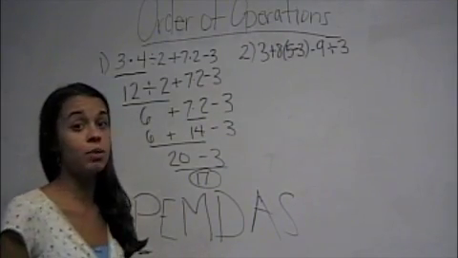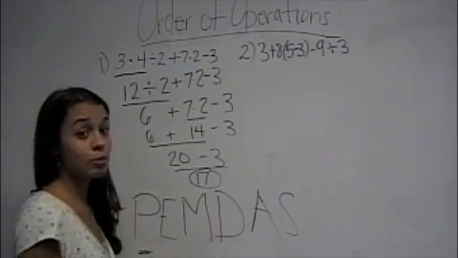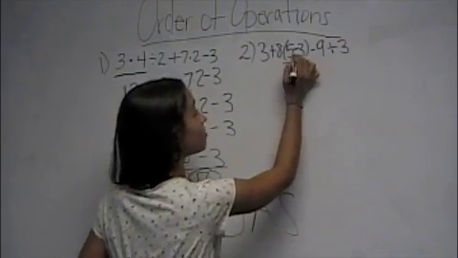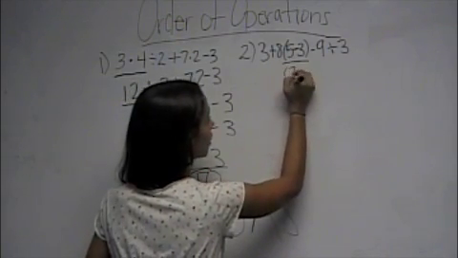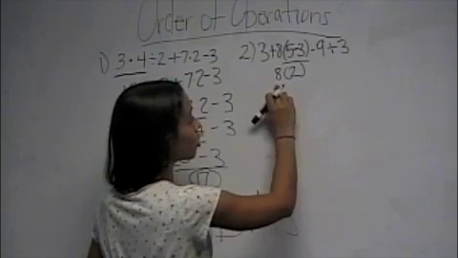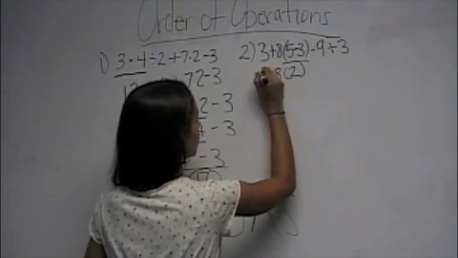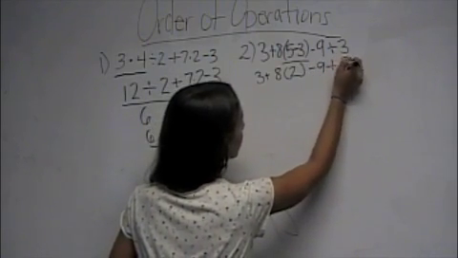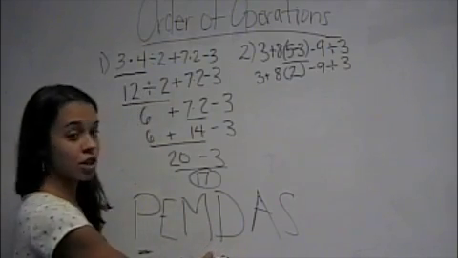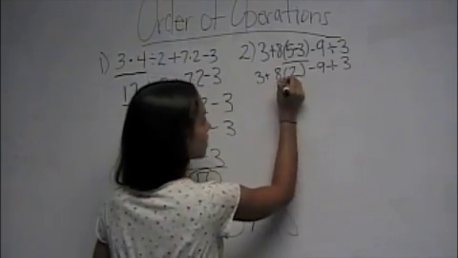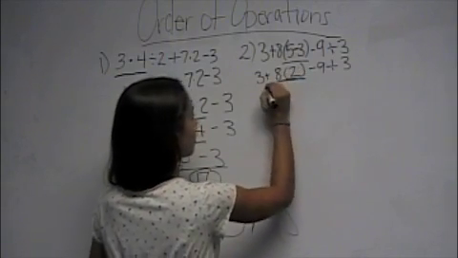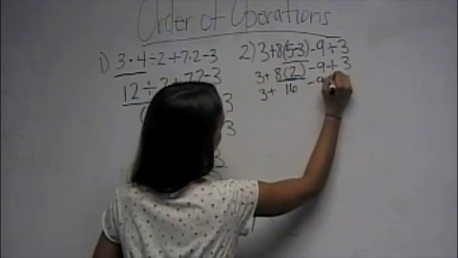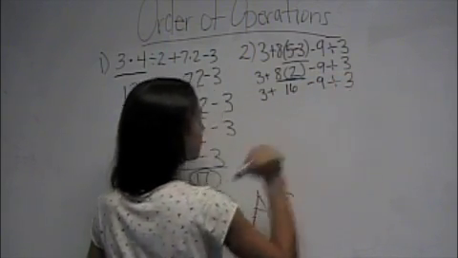Alright, let's look at number 2. First, we have a parentheses this time. So we're going to underline it and solve. 5 minus 3 is 2. We keep it in parentheses because it's being multiplied to this 8. Bring down the rest of the problem. Now we move on to multiplication or division. So 8 times 2 is our next step. 3 plus 16 minus 9 divided by 3.